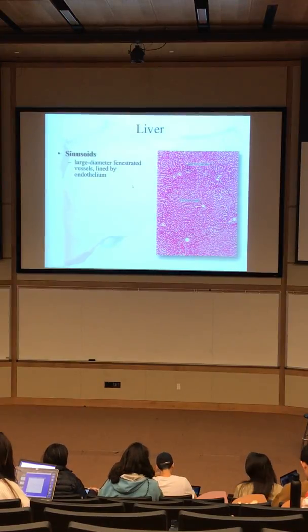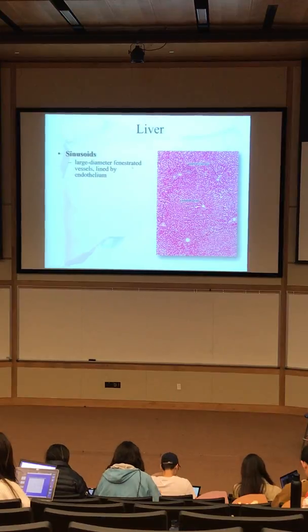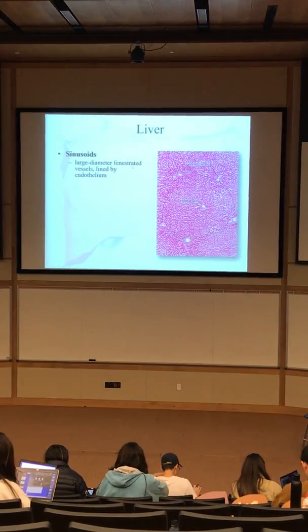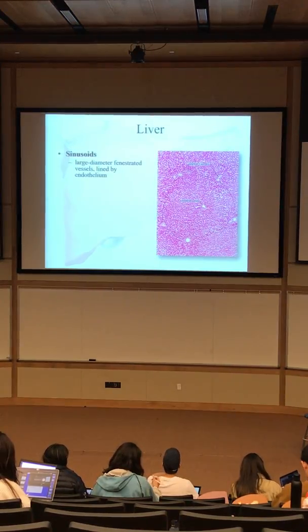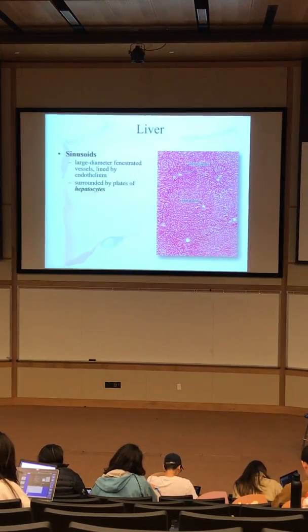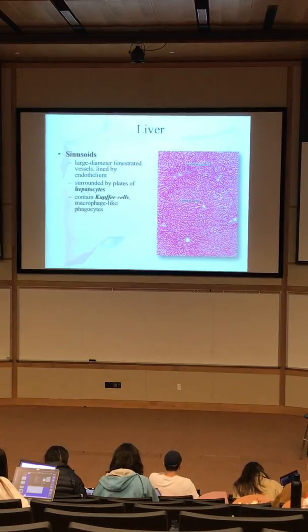Hate using these. All right, so sinusoids are large diameter fenestrated vessels. What does fenestrated mean? Fenestra is Latin for window, which means they have little perforations in the walls. The wall is not solid, it's fenestrated. So it's fenestrated endothelium and surrounded by plates or columns or cords of hepatocytes. Remember, hepatocyte is the main cell type.